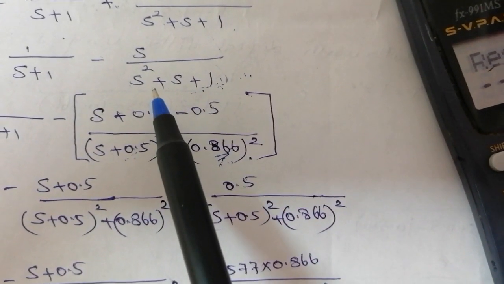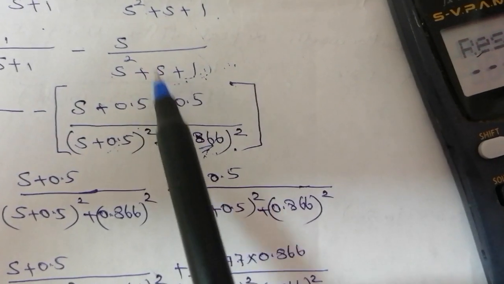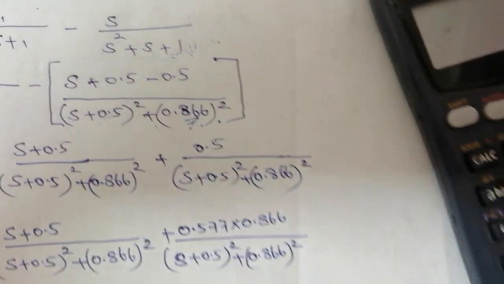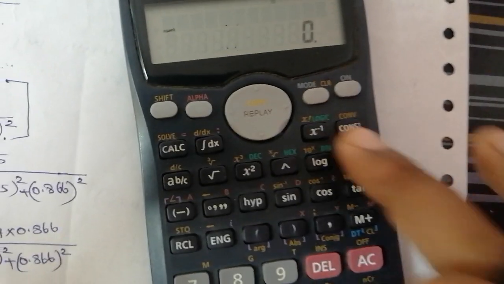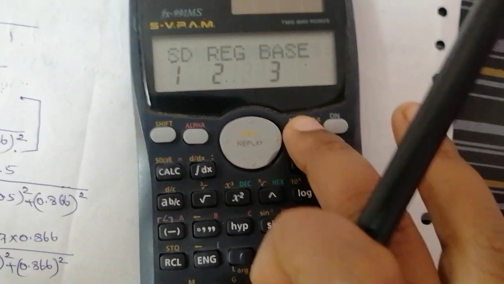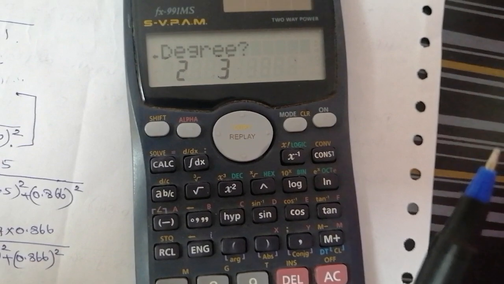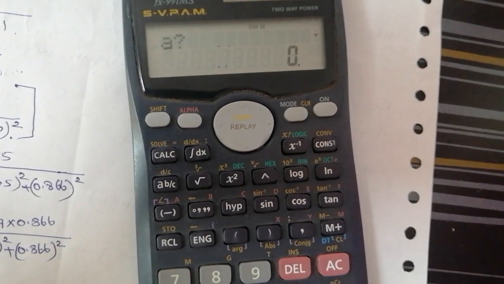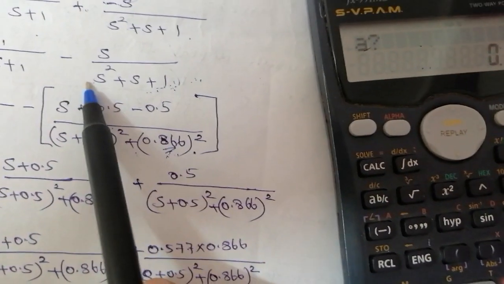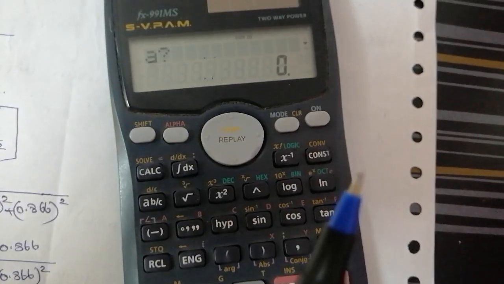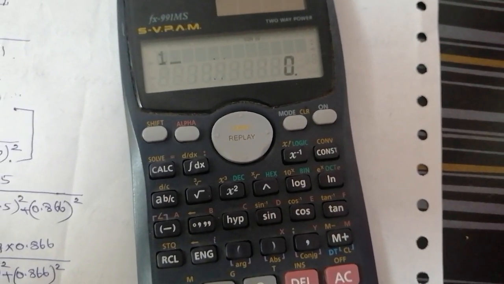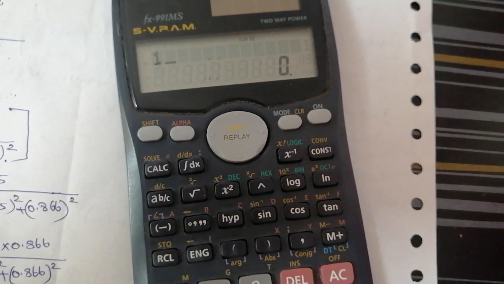Normally we know how to find poles in a calculator. The same method I am going to do in the calculator. So first press the equation mode, then degree mode. In degree mode, here two values only, so plus 2. What is the A value? Here A value is 1, B value is 1, C value is 1.